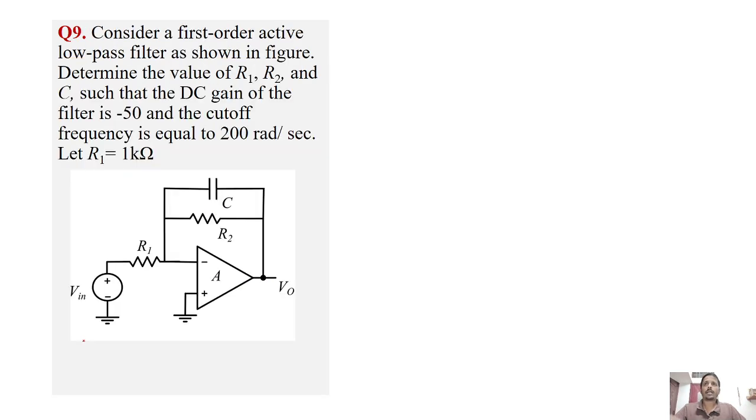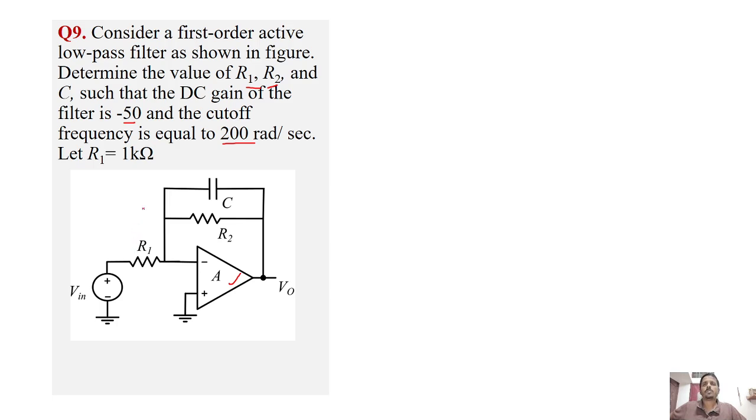Now coming to question 9. Consider a first order active low pass filter. Till now all the components were passive, right? So here we have one amplifier section. We have an active low pass filter as shown in this figure. Determine the value of R1, R2 and C such that the DC gain of the filter is -50 and the cutoff frequency is equal to 200 radians per second.